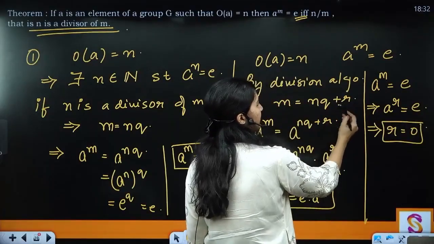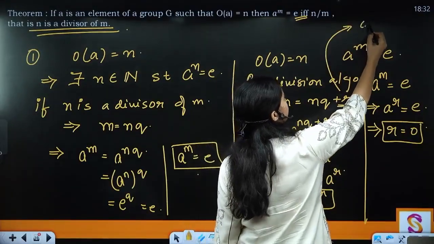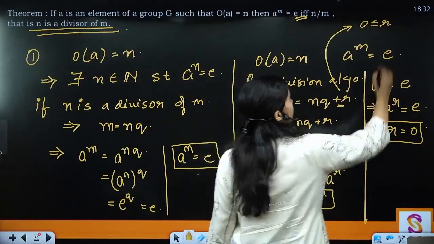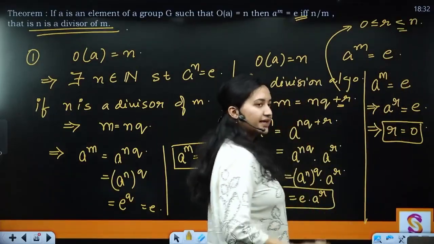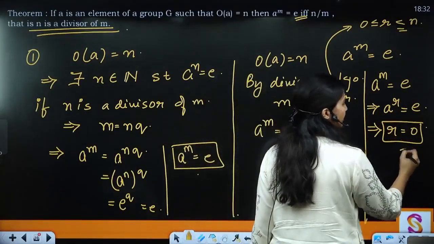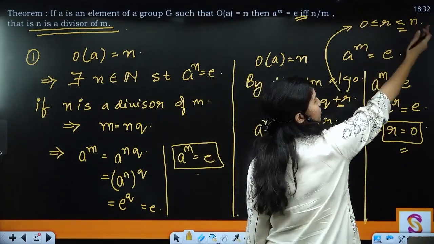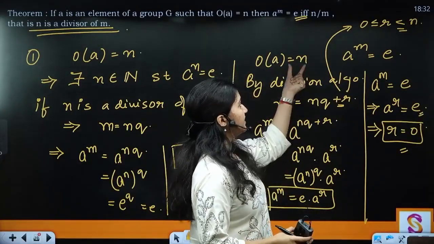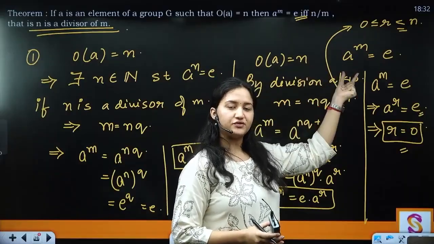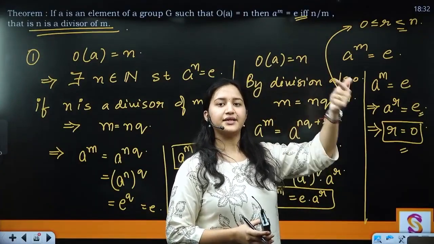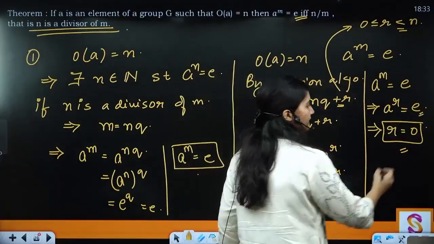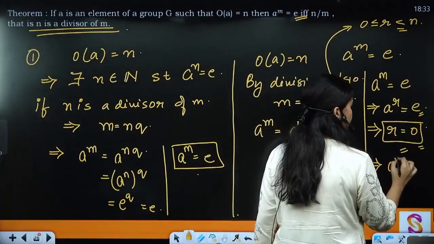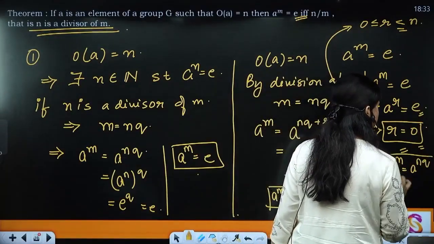And also by division algorithm, what is the possible value of r? It is less than n, not equal to n. So at most it can attain a value of n minus 1. So from here it cannot attain any value greater than 0 and less than n. Why? Because it will not give you the value of e, because n is the least positive integer which gives you the value of the identity element when it is raised to the power n, right? So r is definitely going to be 0. So this implies that from here we can write that a to the power m equals a to the power nq only.